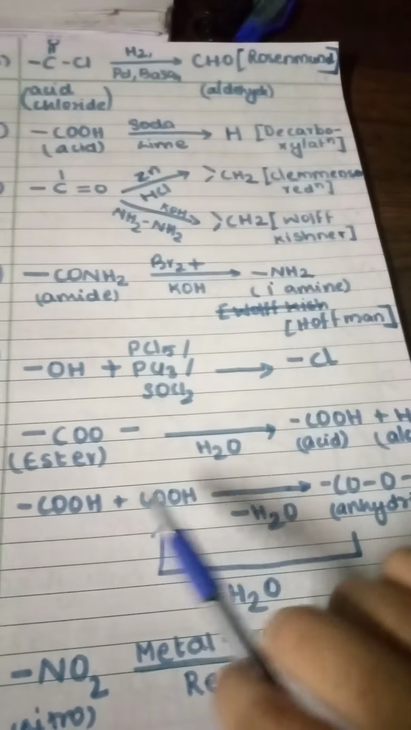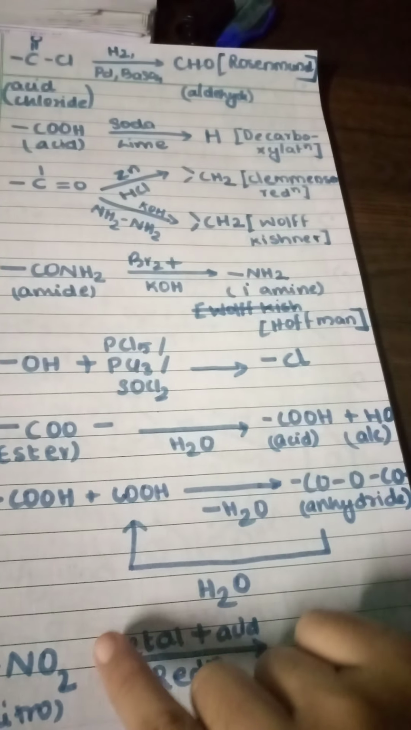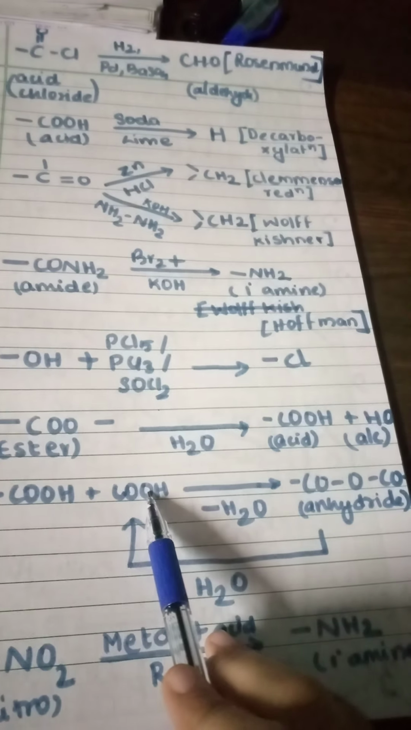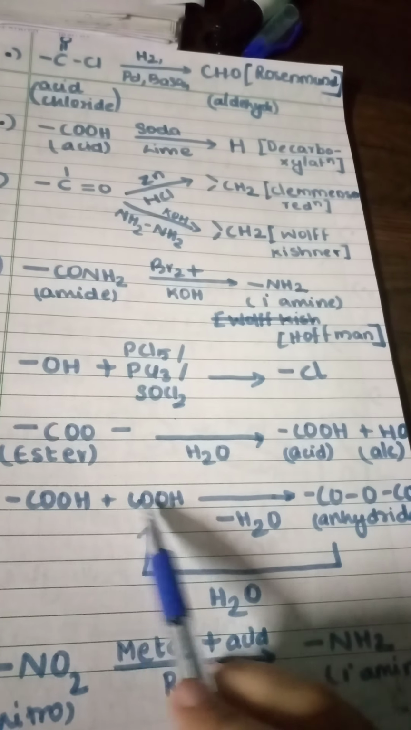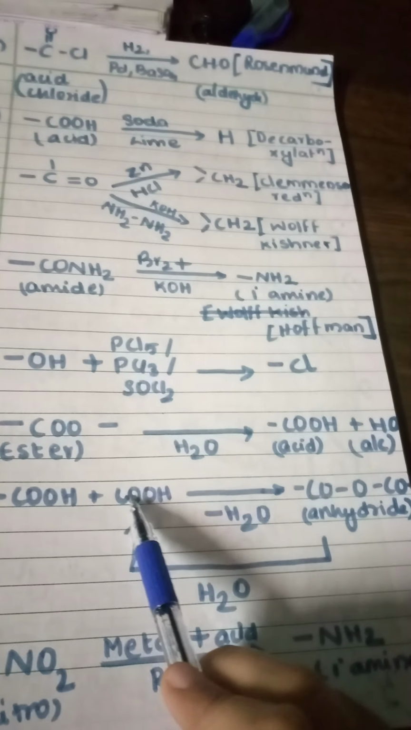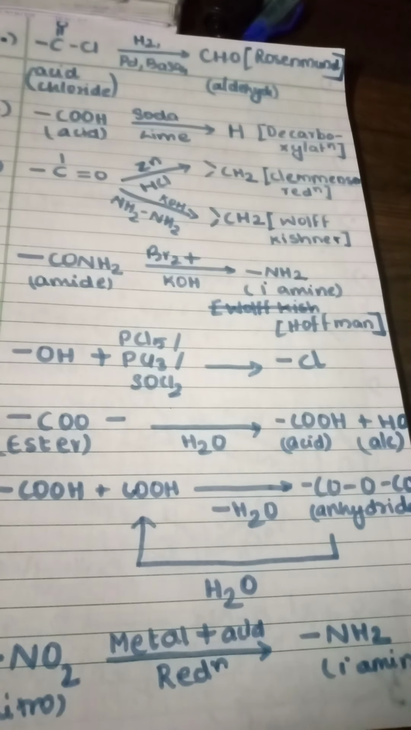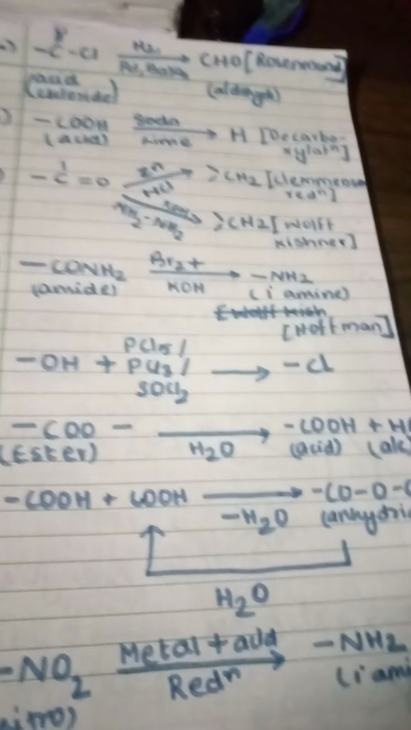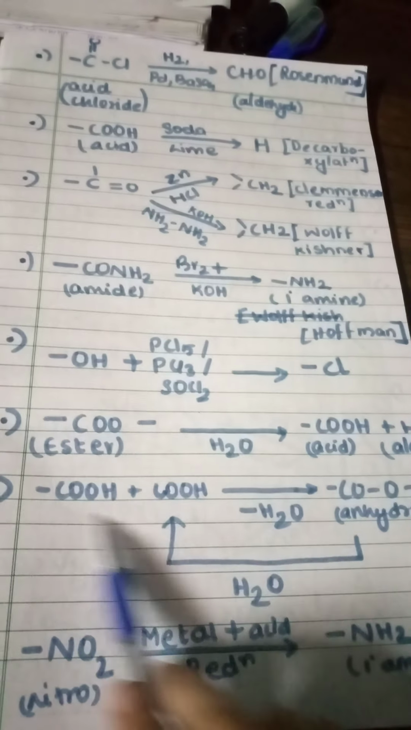Okay, so if I add two acids, COOH, what happens is H2O will move out. Suppose this OH will move out, one OH from here will go out, and one hydrogen will also go out. So COO, this is anhydride. And if I want this acid back, what I have to do is just add water again, and we will be left with the same thing.